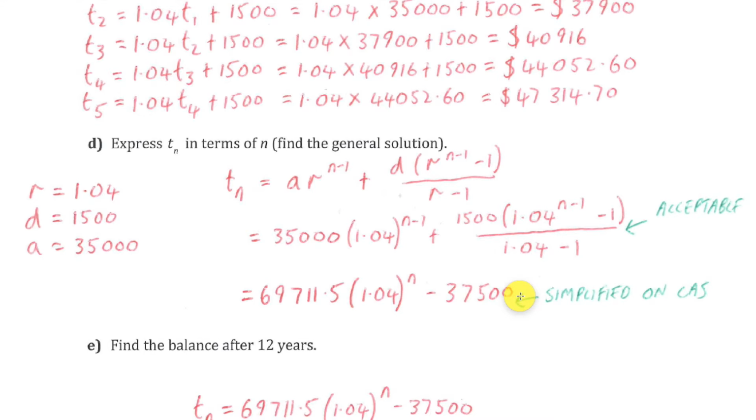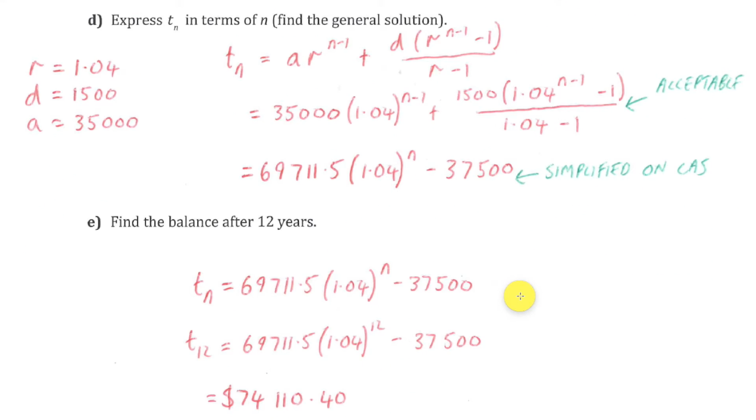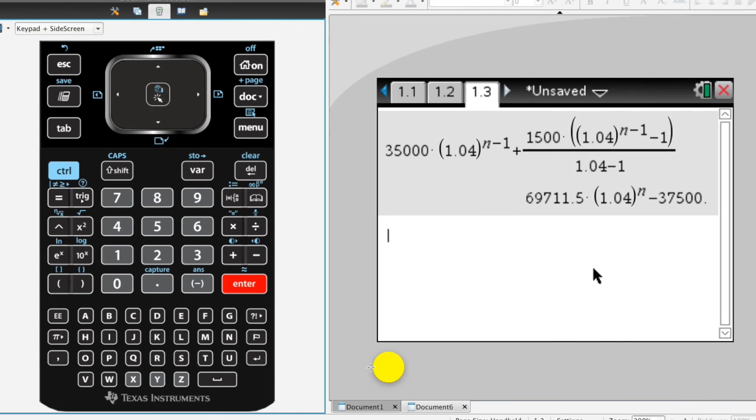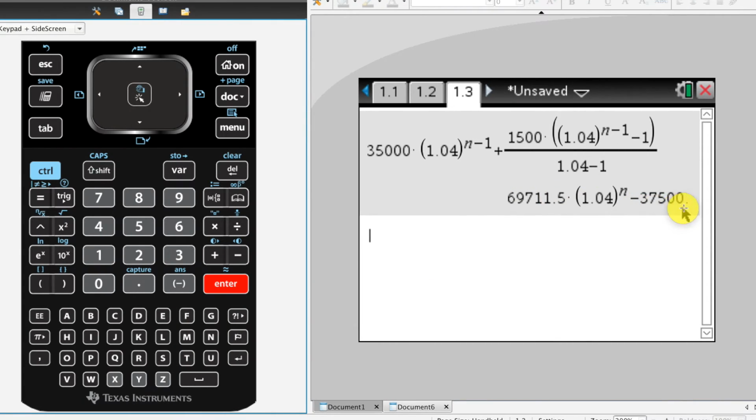Much easier. All right, in step E, we're going to apply it. So we need to find the balance after 12 years. So, of course, I've worked out what T of n is, the general rule for it. So T of n is equal to this. And, of course, the only thing I need to substitute into that is the value of n. We're after T12, so I substitute 12 into it, and I end up with this figure here, $74,110.40.